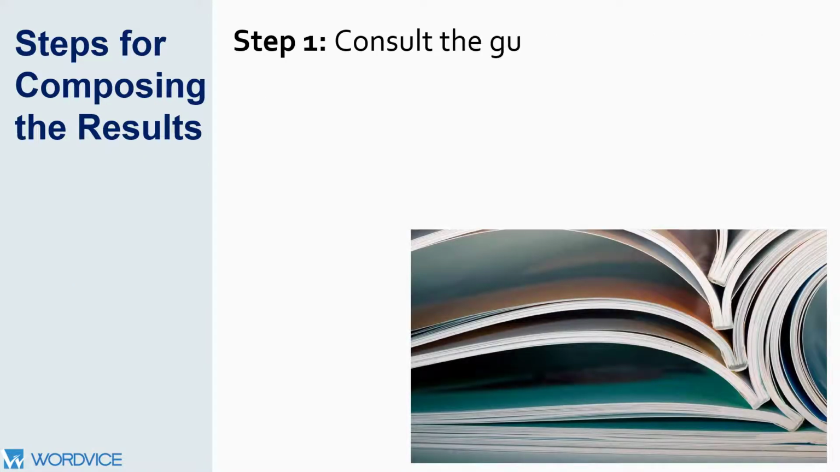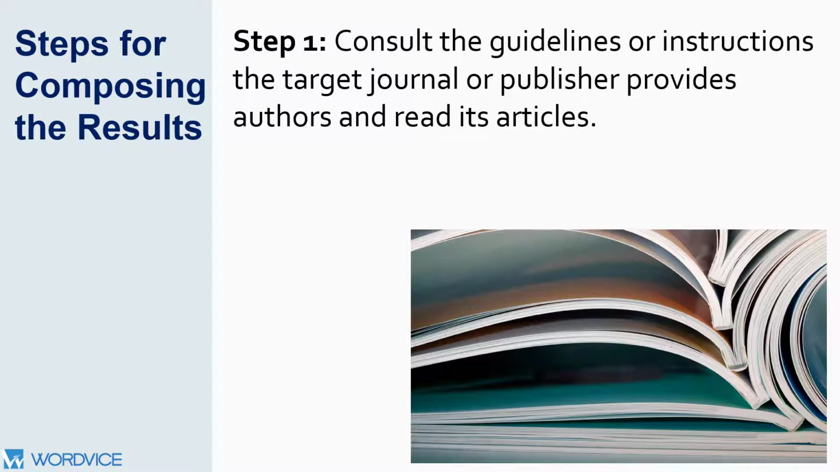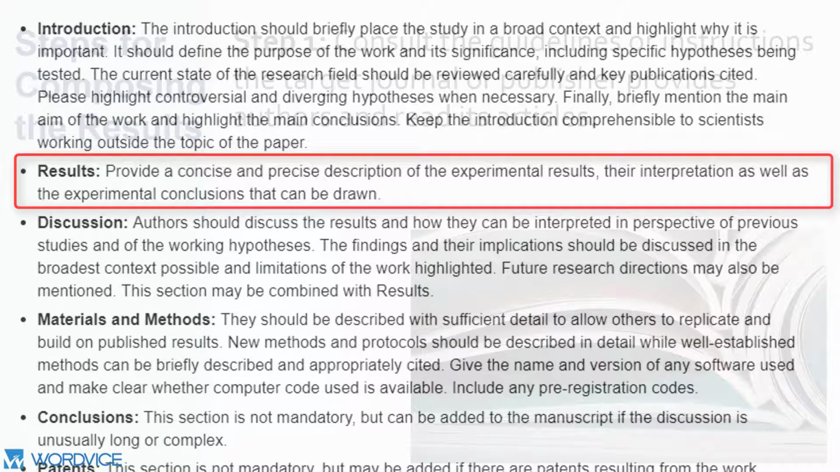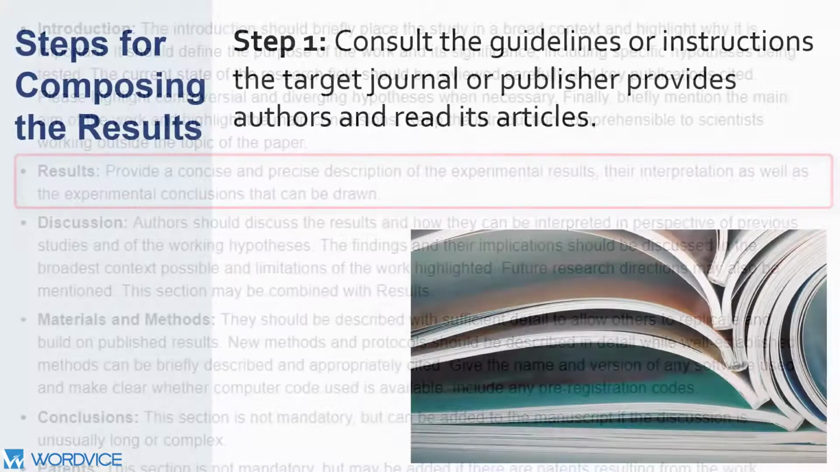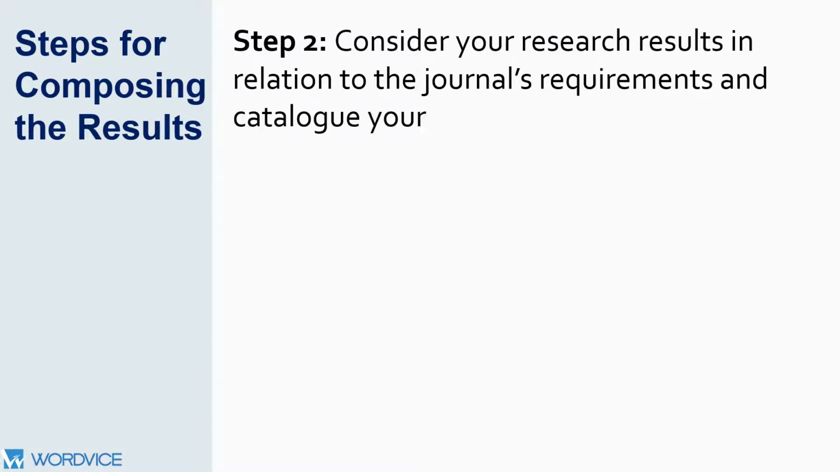Step 1. Consult the guidelines or instructions the target journal or publisher provides authors, and read research papers it has published, especially those with similar topics, methods, or results to your study. The guidelines will generally outline specific requirements for the results section, and reading the published articles will provide sound examples of successful approaches. Step 2. Consider your research results in relation to the journal's requirements and catalog your results.